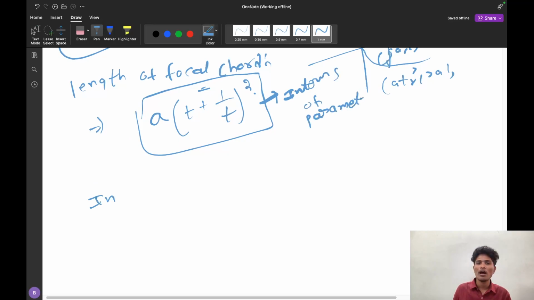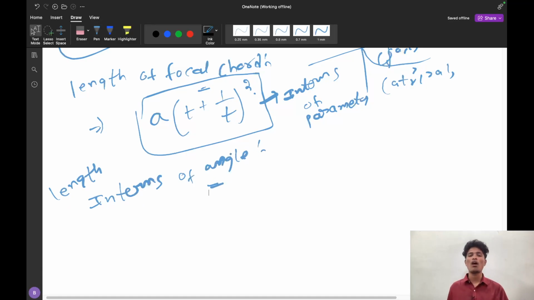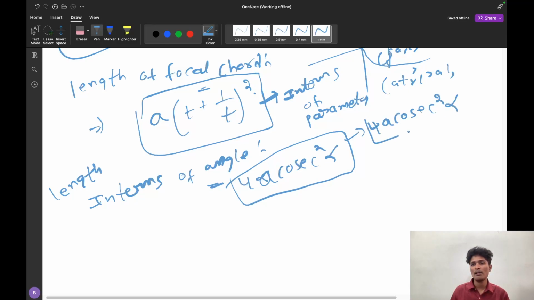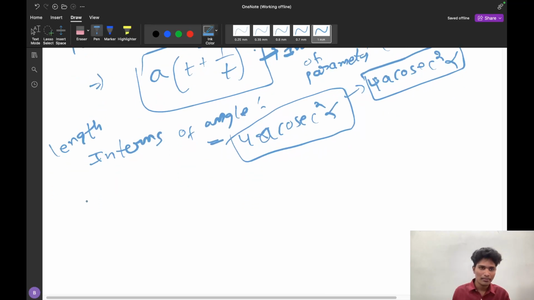Now I want to discuss the length in terms of angle. So what is the length of the focal chord in terms of angle? The length of the focal chord in terms of angle is 4a cosecant square alpha. This is a relation, that is 4a cosecant square alpha is the length of the focal chord in terms of angle.